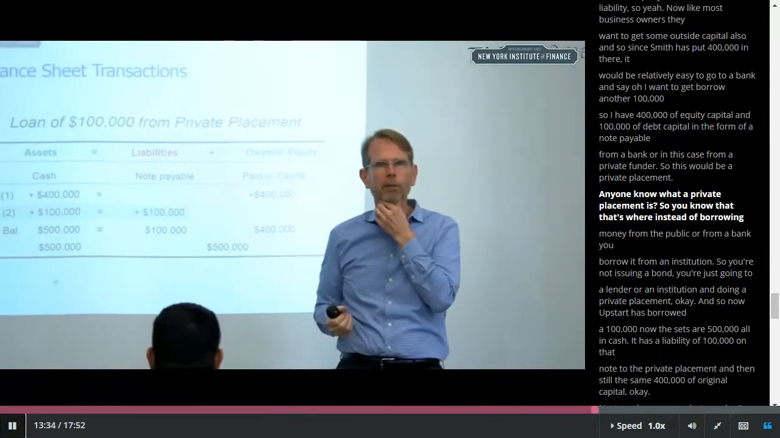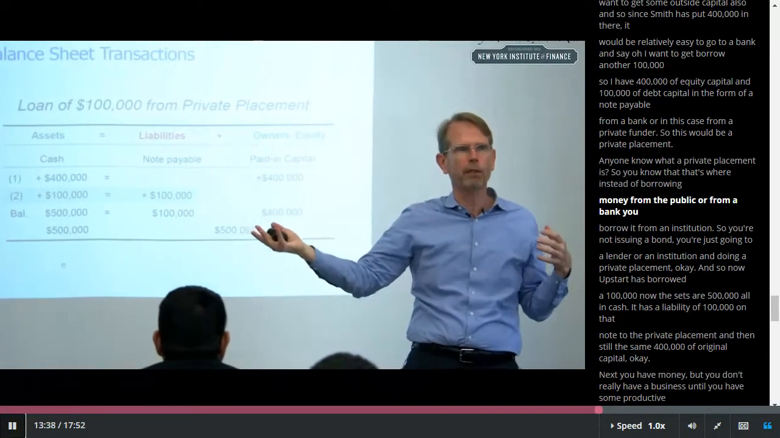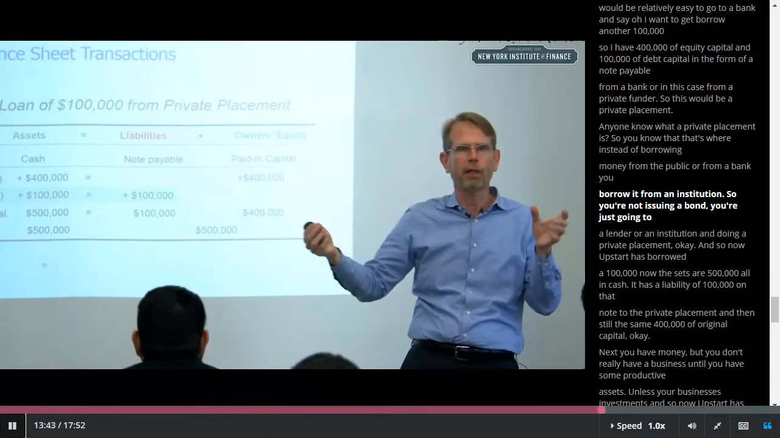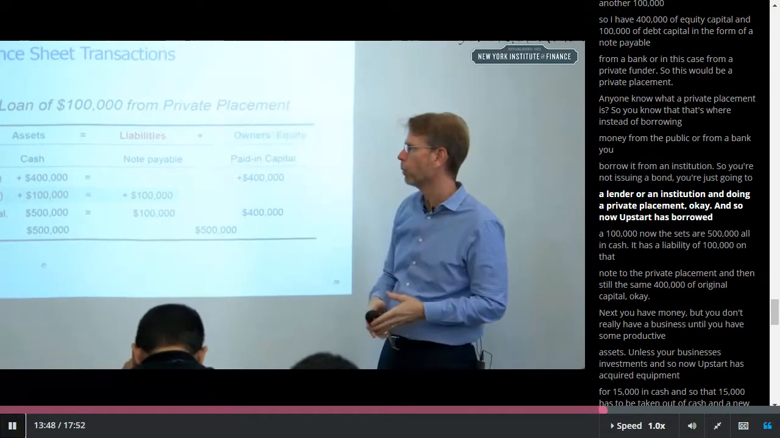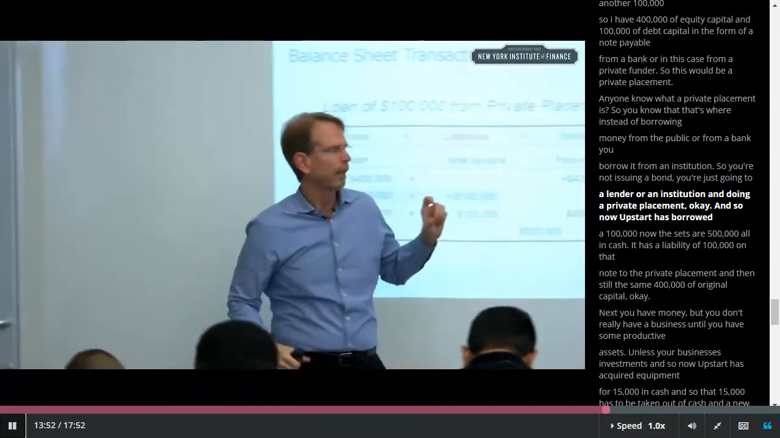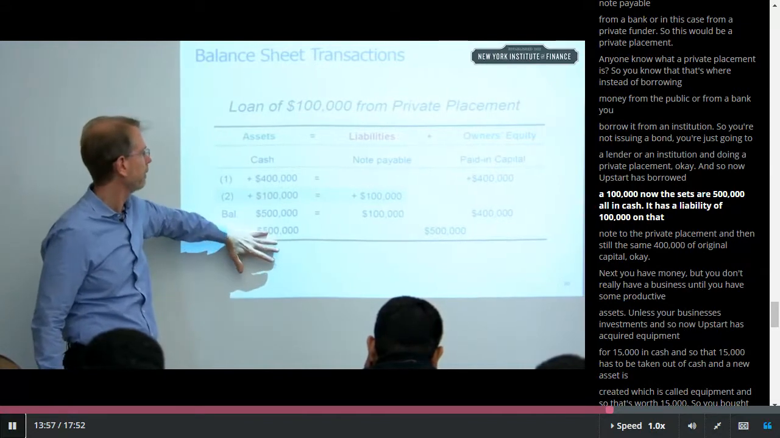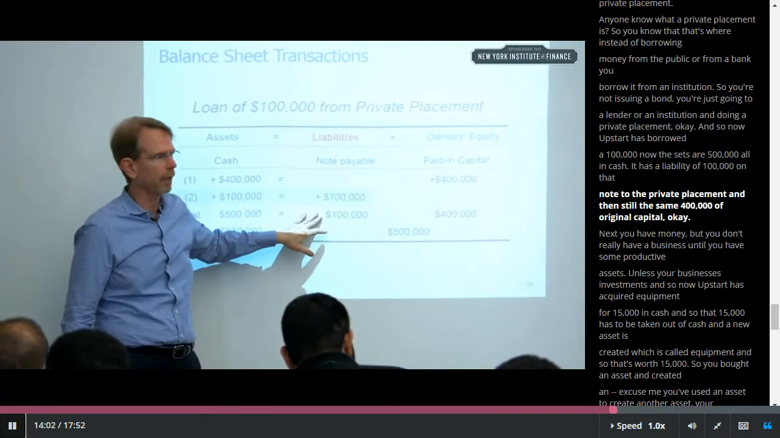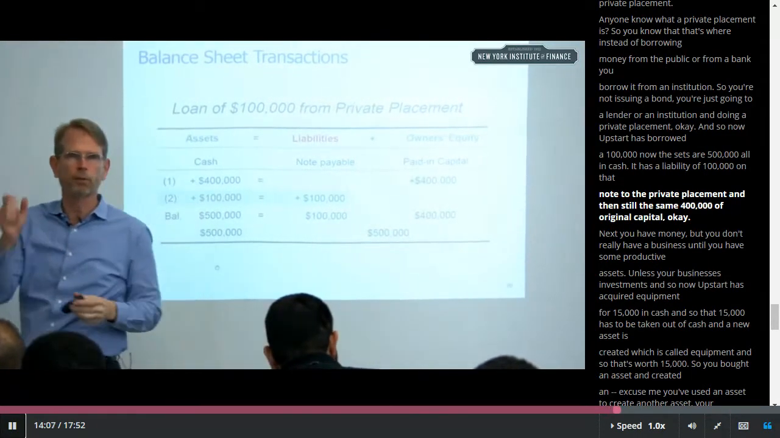Anyone know what a private placement is? That's where instead of borrowing money from the public or from a bank, you borrow it from an institution. So you're not issuing a bond, you're just going to a lender or an institution and doing a private placement. Now that Upstart has borrowed $100,000, the assets are $500,000, all in cash. It has a liability of $100,000 on that note to the private placement, and there's still the same $400,000 of original capital.